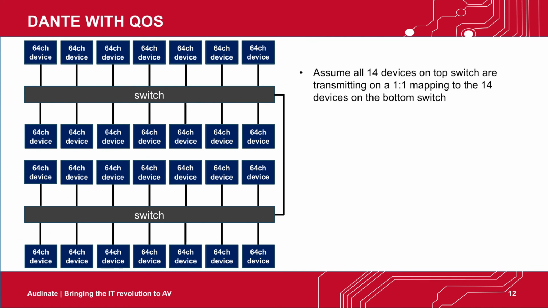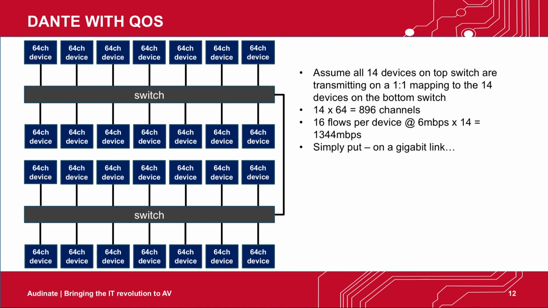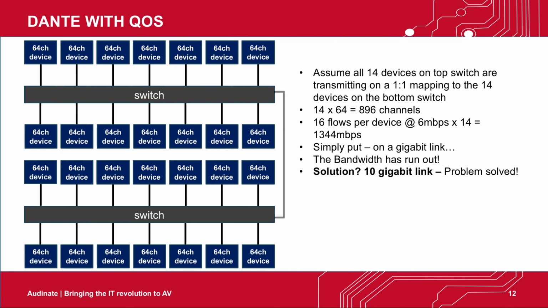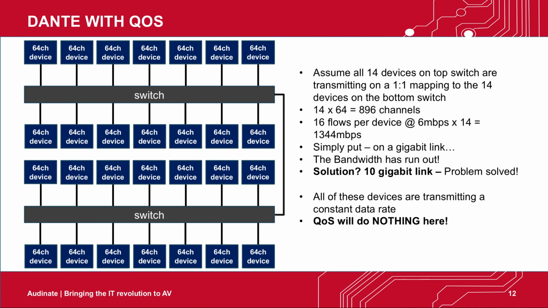Assume all 14 devices on the top switch are transmitting on a 1-to-1 mapping to the 14 devices on the bottom switch. This gives us 896 channels. With 16 flows per device at 6 megabits per second, we get 1344 megabits per second. Simply put, the bandwidth has ran out. So, what's the solution? 10 gigabit link. That solves the problem. All of these devices are transmitting at a constant data rate. Remember, QoS will do nothing here. It's not the solution.